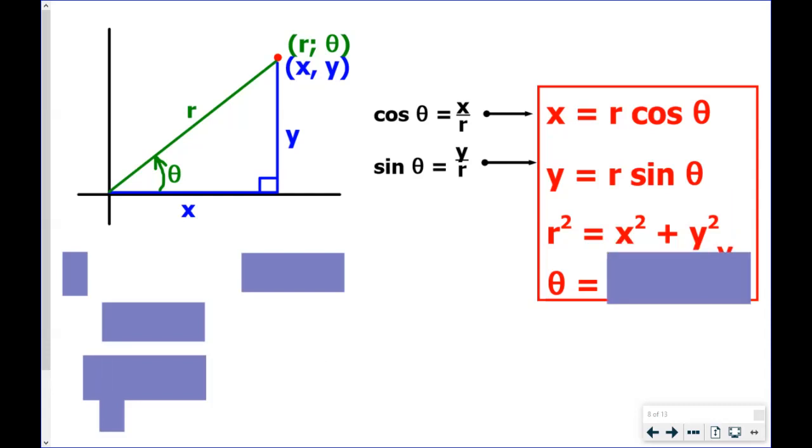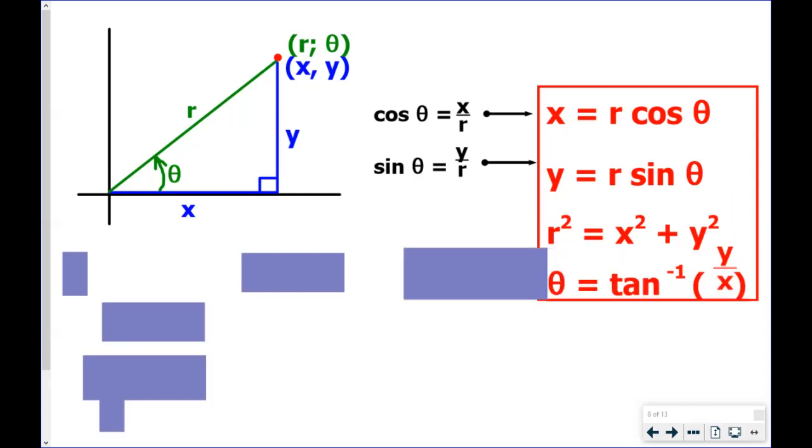And then very last thing, this one is maybe the most tricky because it might require a little bit more to solve eventually. Theta, we can use tangent in order to solve for theta. So theta is equal to the inverse tangent of y over x.